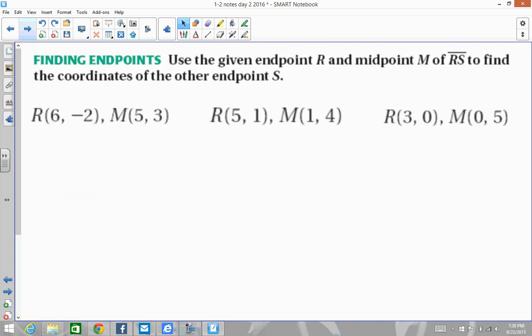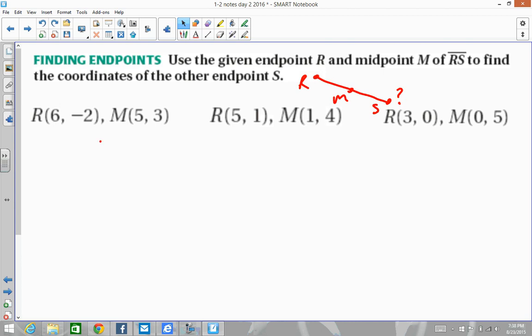All right, so now finding endpoints. Use the given endpoint R, so this is an endpoint, and the midpoint M, and find the coordinates for the missing endpoint. So what we have this time is a segment. We know R, we know M, but we don't know where S is. And so it's just unknown. We don't know where it is. And so you could work the formula and solve for each one, but I like to do things the easy way. I'm always about working smarter, not harder.